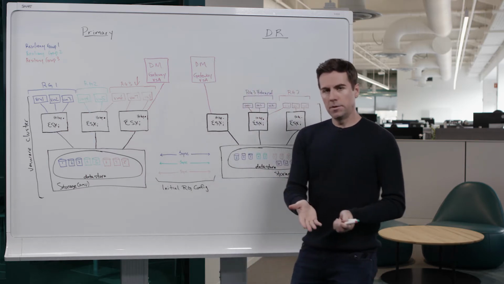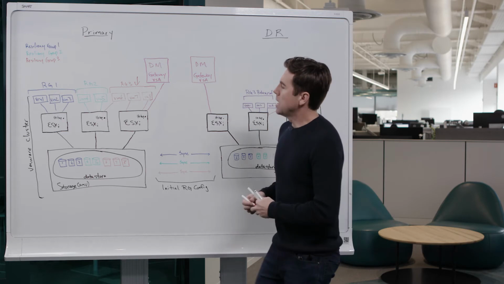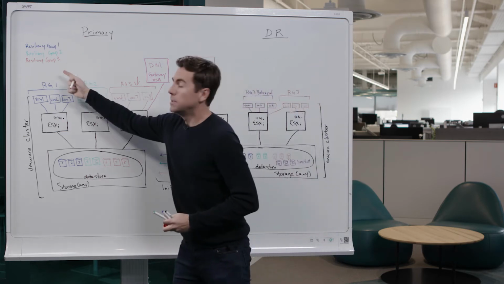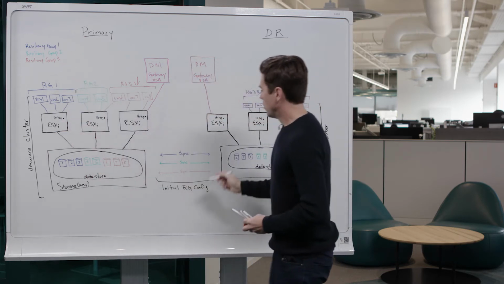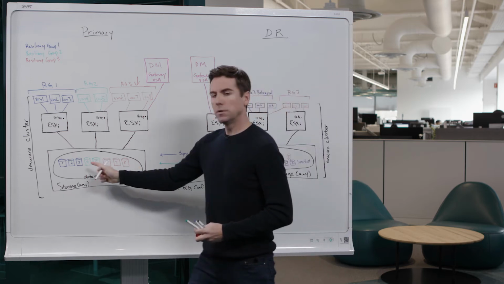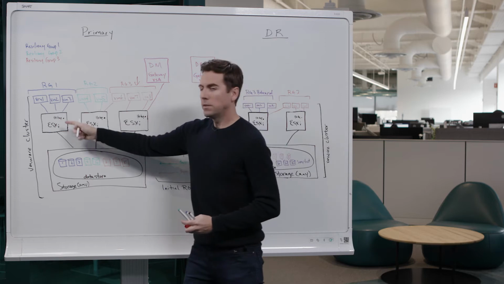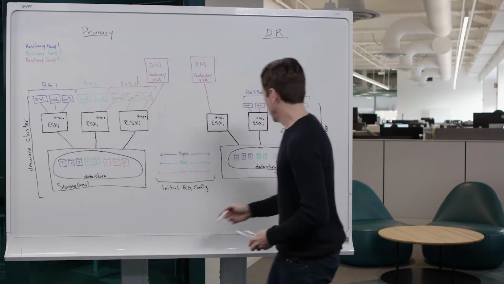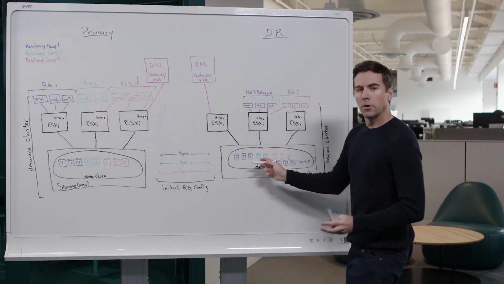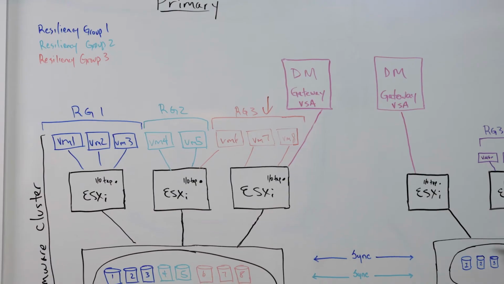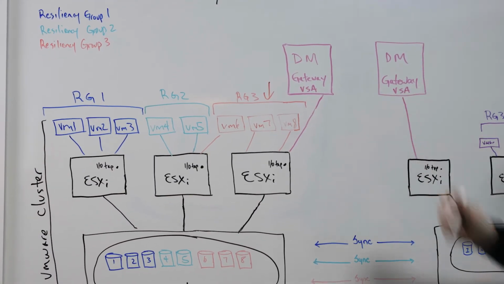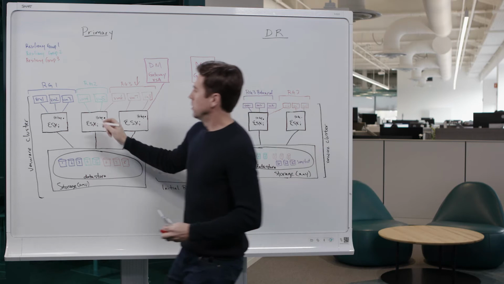So let's take a look at how this would work. For example, when we do the initial resiliency group configuration, what will happen here is the data will sync between the disk on our primary site that's associated with the VMs within that resiliency group, and it'll sync over here to the DR site to disks that are going to be attached to our replication gateway. So let's draw this out.